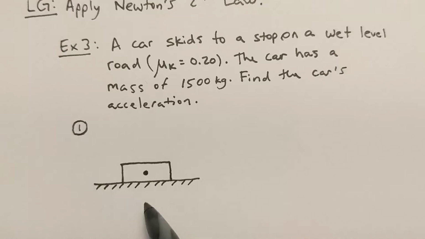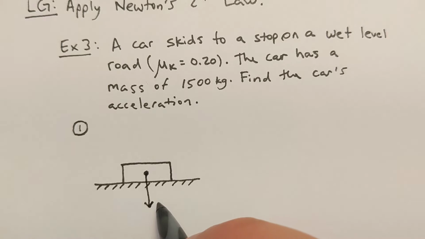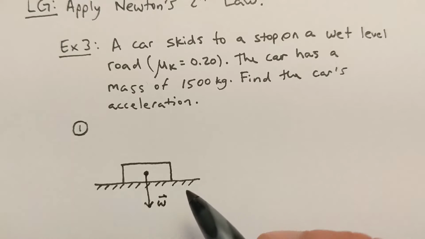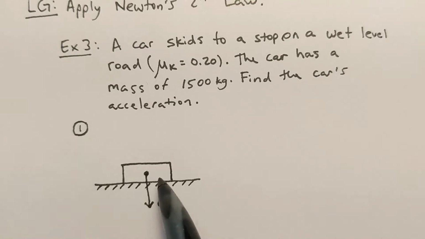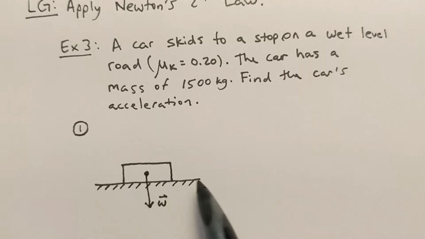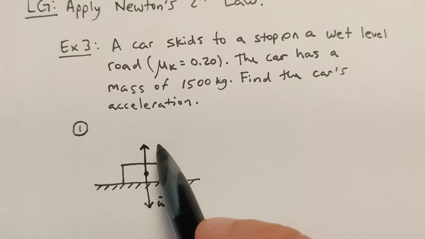So the forces acting on the car are the weight of the car pointing straight down. That's the force of gravity acting on the car. We've got the normal force. So the surface is holding the car up, keeping it from falling through the ground. The normal force always points perpendicular to the surface. So in this case, since the surface is horizontal, the normal force will point up.